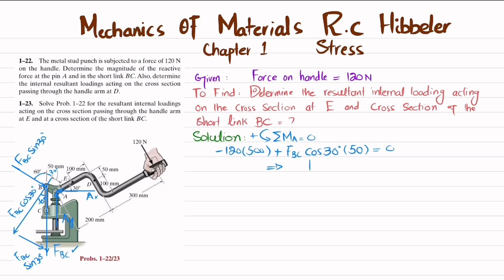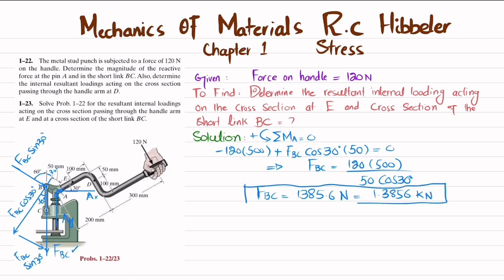So from here, when you calculate this, FBC will be equal to 120 into 500 divided by 50 into cos of 30 degrees, and you will get FBC equal to 1385.6 Newton, or you can say 1.3856 kilo Newton. So this is the reaction force in member BC.